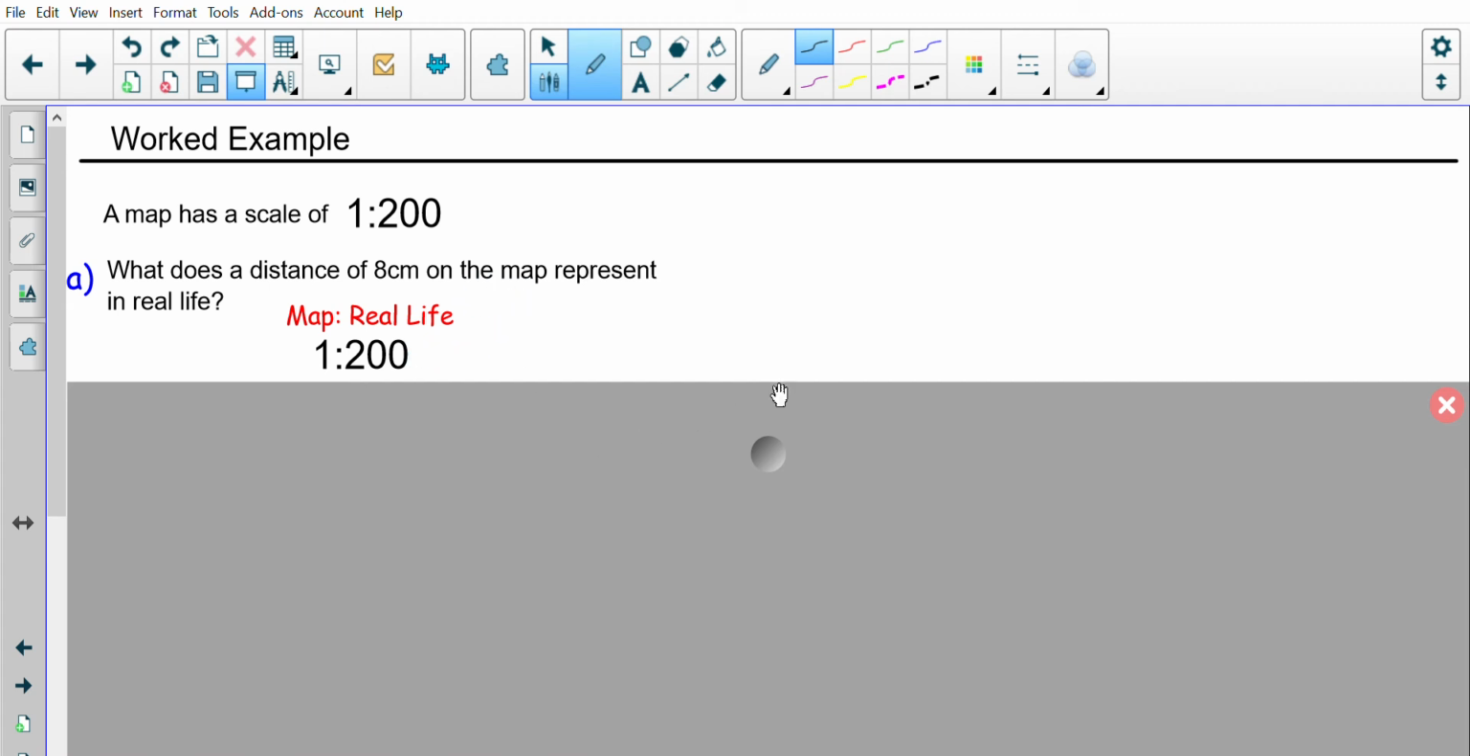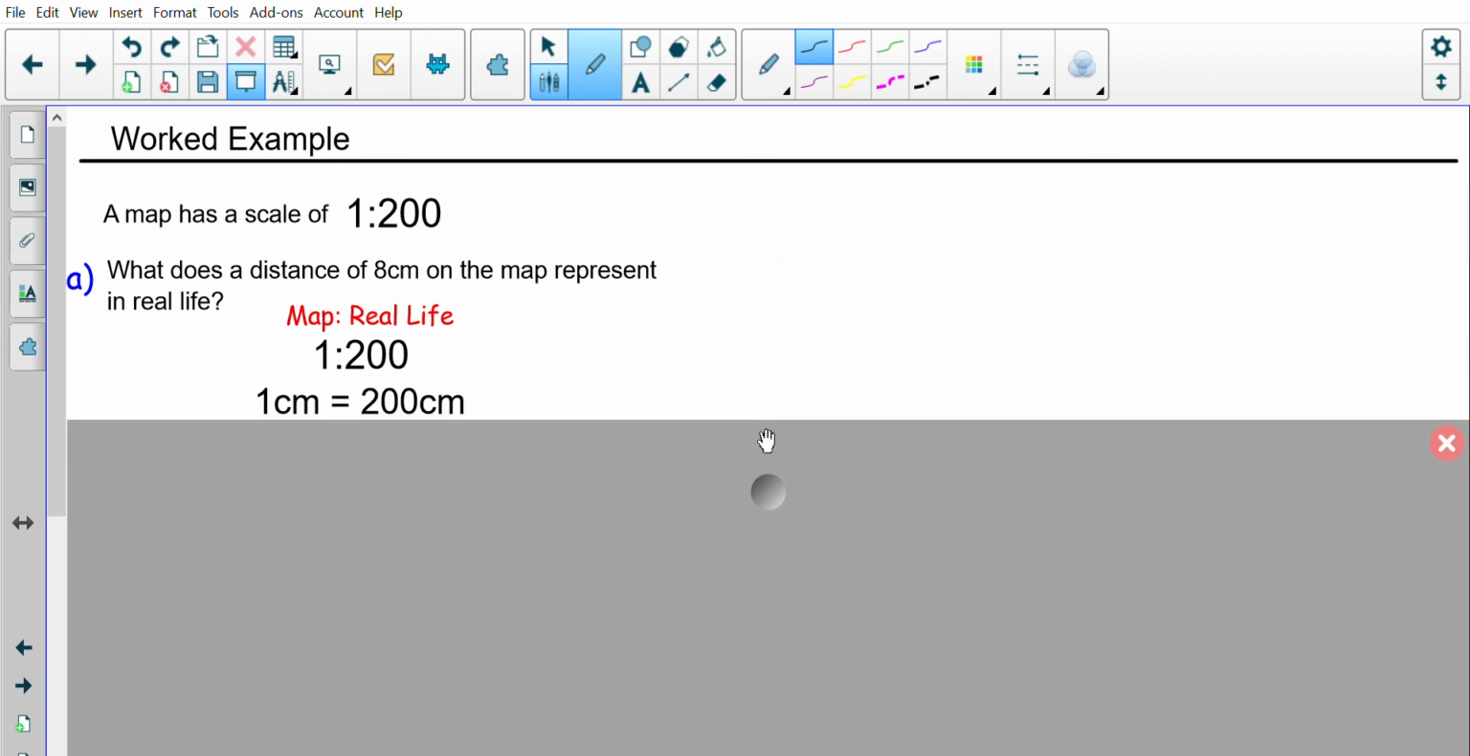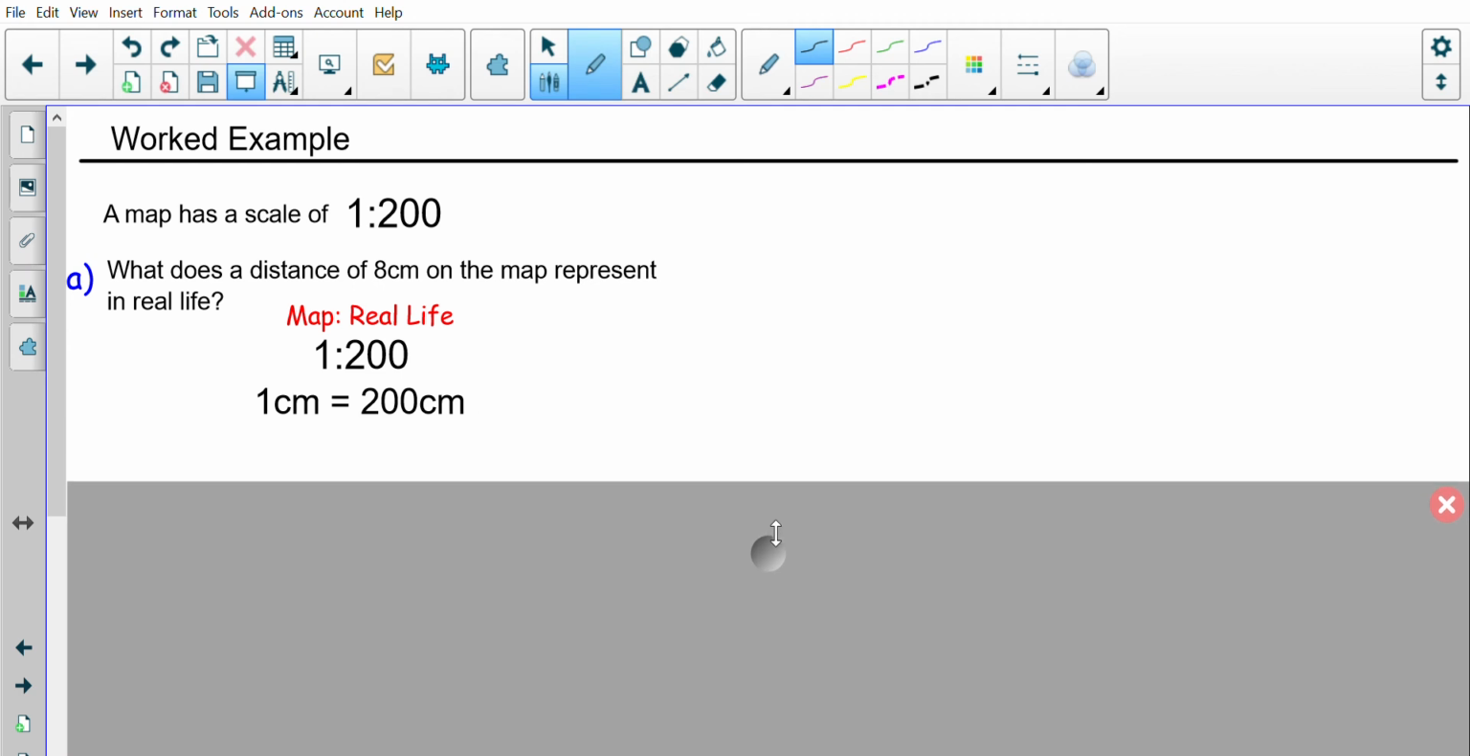Now we're going to work with centimetres because we're starting off with a distance of 8 centimetres on my map. So 1 to 200 means 1 centimetre on the map represents 200 centimetres in real life. So I don't want 1 centimetre on the map, I want 8 centimetres on the map, so I'm going to write that on my map side of the ratio, under the map side. And I can see here that to get from 1 centimetre to 8 centimetres, I need to multiply by 8. So just like before, I need to do exactly the same on the other side of the ratio. I need to multiply by 8.